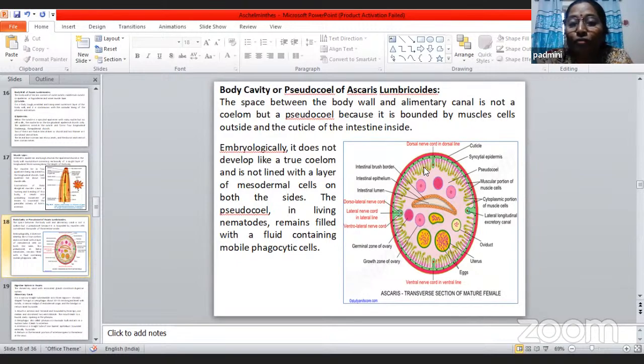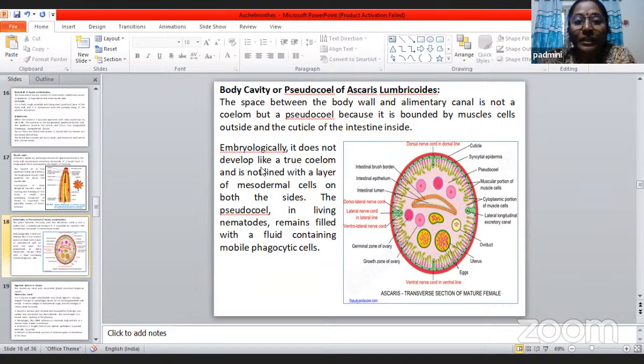So you have four quadrants, and each quadrant is made up of 150 muscle cells. These are the muscle cells, 150 each in each quadrant over here. So 150 here, 150 there, 150 and 150. Totally how much? You have 600 muscle cells present in each Ascaris lumbricoides.